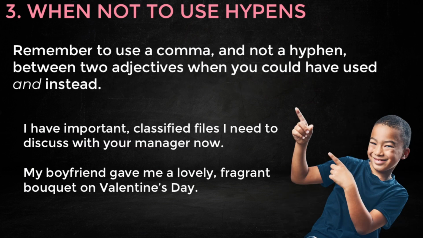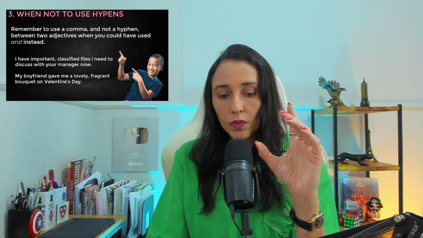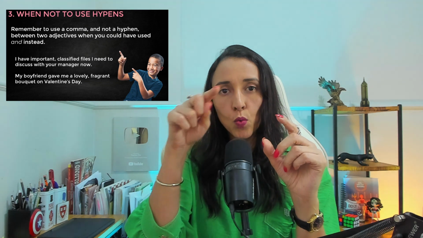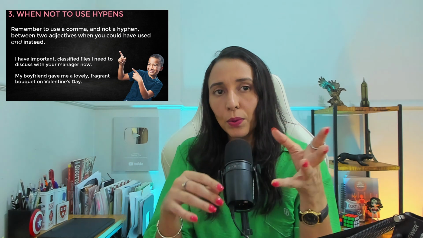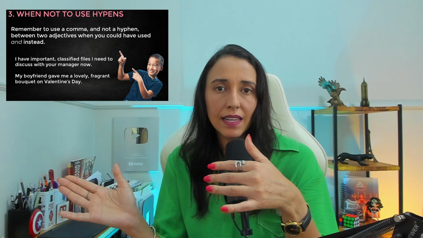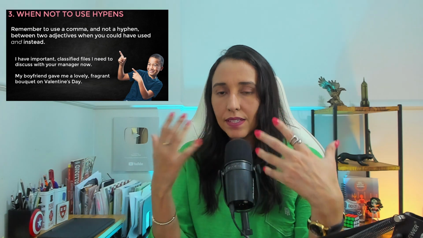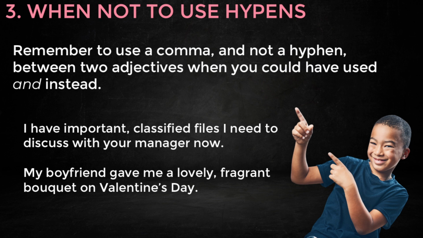You're fine. And remember to use a comma, not a hyphen, a comma, okay? Between two adjectives when you could add the word and. When you think of and, I have important and classified files. It's not one idea. Important, classified. Important and classified. Okay, when you have this idea of addition, then just add the comma. Important, classified files I need to discuss with your manager now.